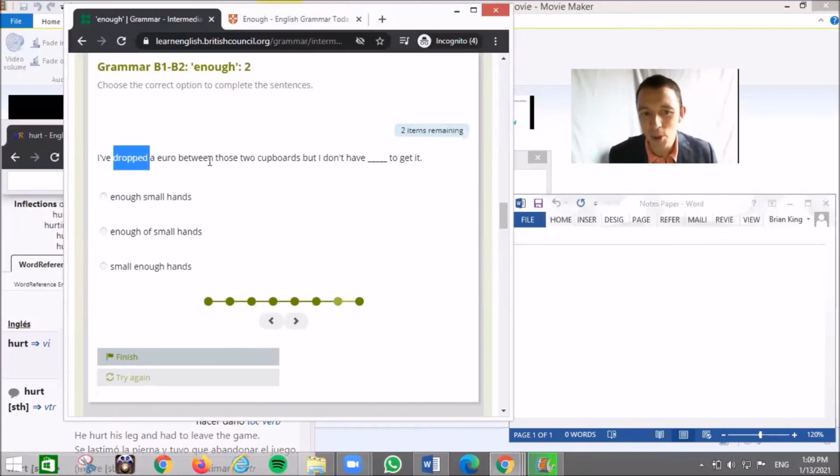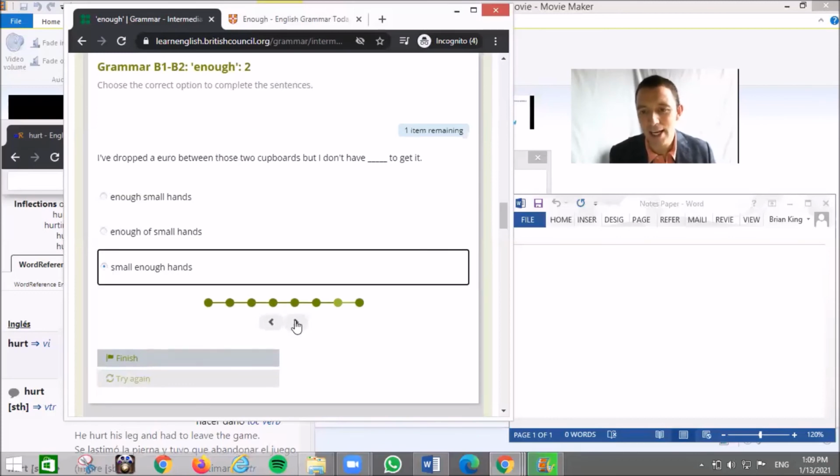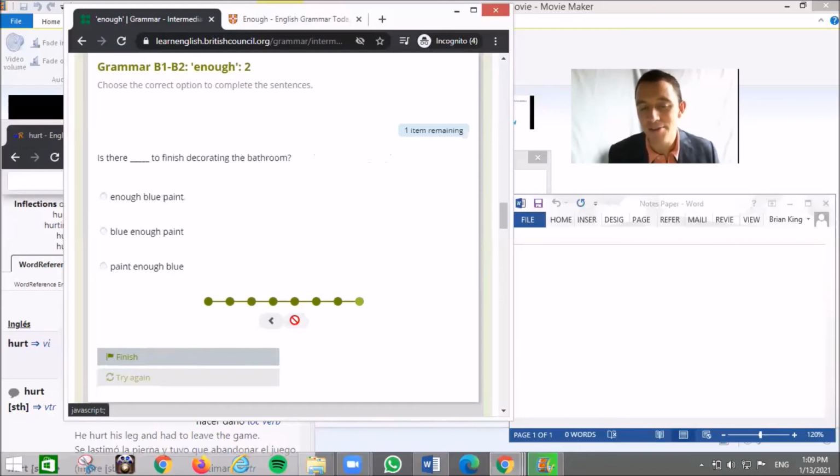Okay. And then the last 2. "I've dropped a euro between those 2 cupboards, but I don't have enough small hands," enough of small hands, or small enough hands. Okay, so this is the adjective and the noun. So the position is in the middle. I don't have small enough hands. That's like the envelopes example, the big envelopes that you might need to revise if you want.